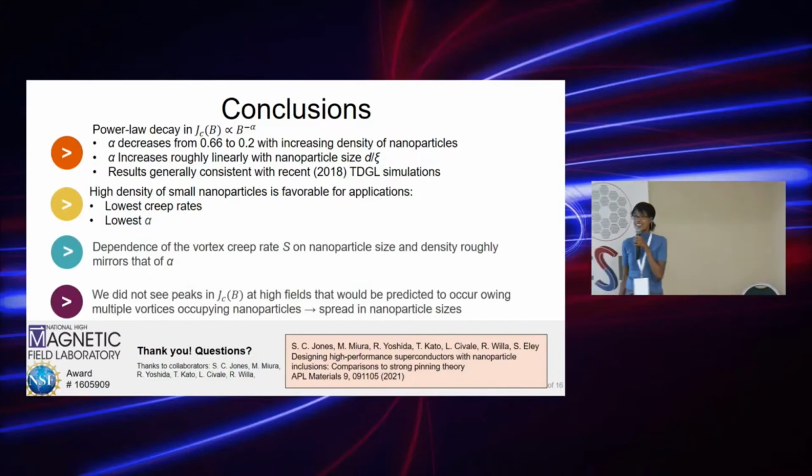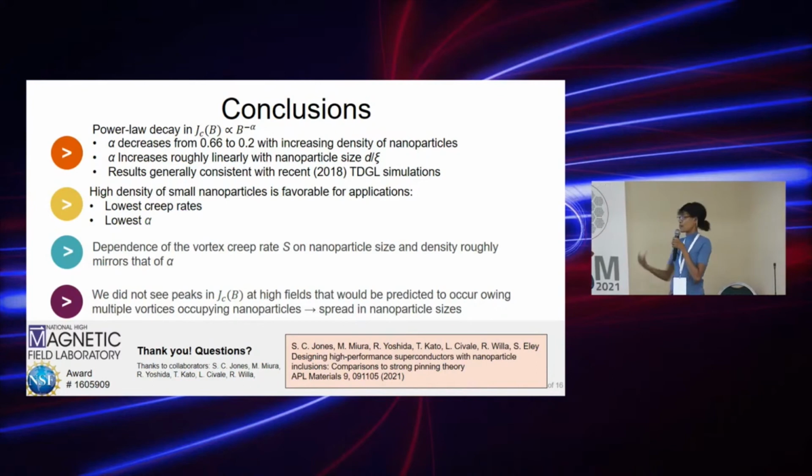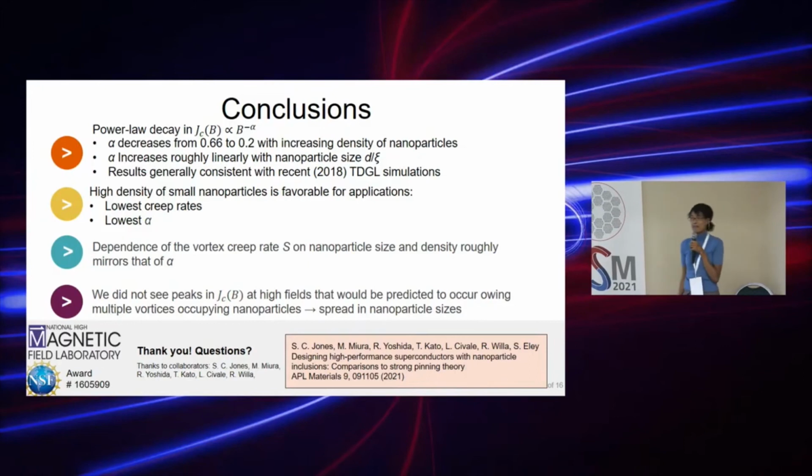And then we did not see peaks at high magnetic fields that would be expected when individual nanoparticles trap more than one vortex. This is unresolved. Again, if you are a grower that can create monodispersed nanoparticles in a film, this would be a very interesting effect to look for. So thanks a lot for your time.